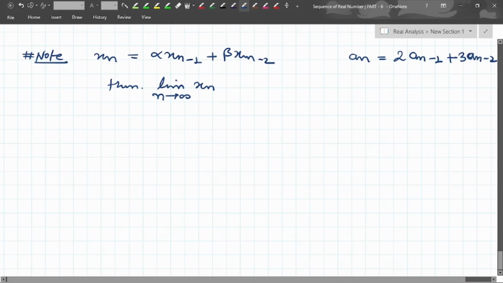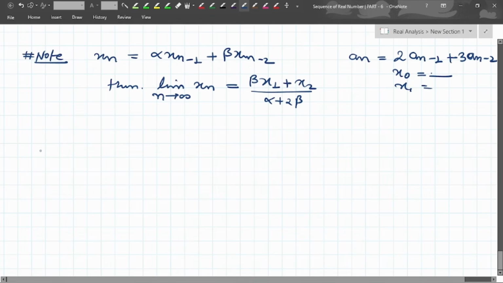If any sequence is defined like this, then the limit of that xn or an is nothing but beta x1 plus x0, whatever is given, since they will define x0 and x1 here. Then it is beta of x1 plus x2 divided by alpha plus 2 beta. This will be the limit. This is one of the results here.